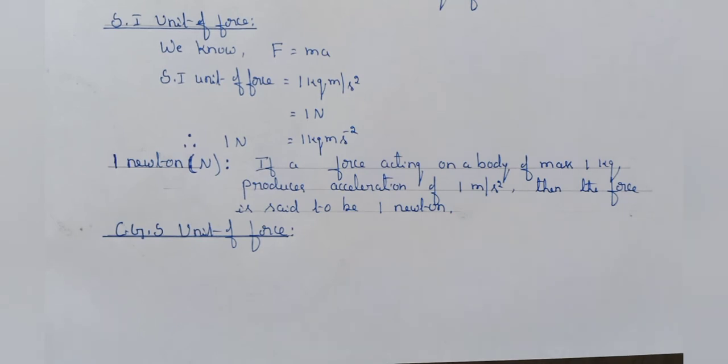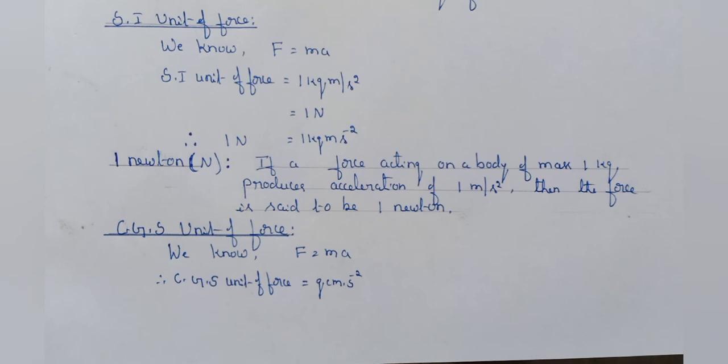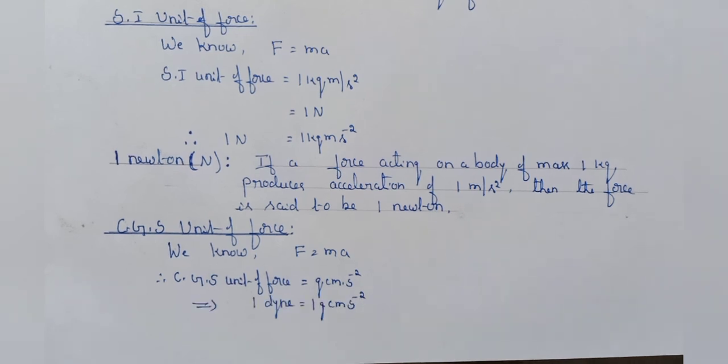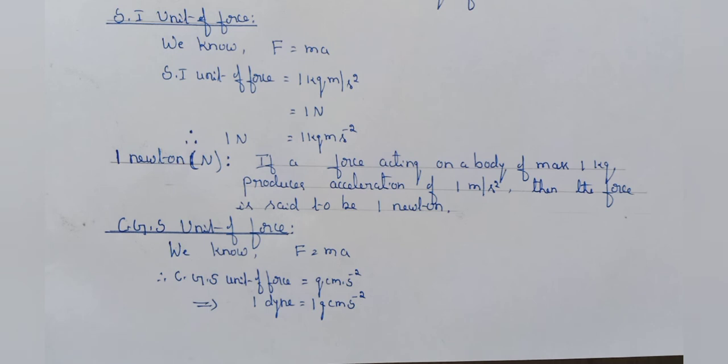Next is the CGS unit of force. The CGS unit of mass is gram and acceleration is centimeter per second square. Therefore, the CGS unit of force is gram centimeter per second square. The CGS unit of force is dyne. Therefore, 1 dyne is equal to 1 gram centimeter per second square. If a force acting on a body of mass 1 gram produces an acceleration of 1 centimeter per second square, then the force is said to be 1 dyne.